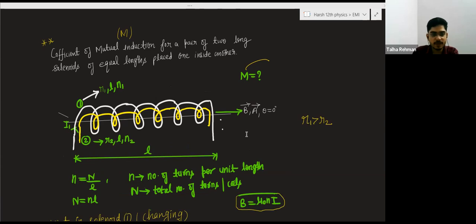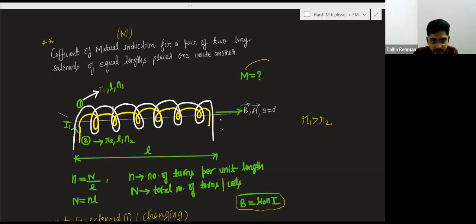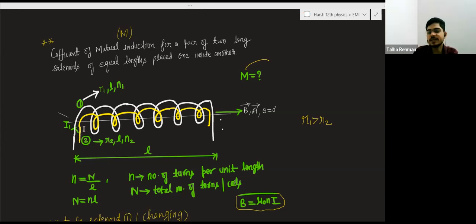Okay, now I am explaining. This is one yellow color solenoid, and sorry, this is one white color solenoid first. This is the bigger solenoid, white color. The smaller one is inside the other. The length of both is the same.